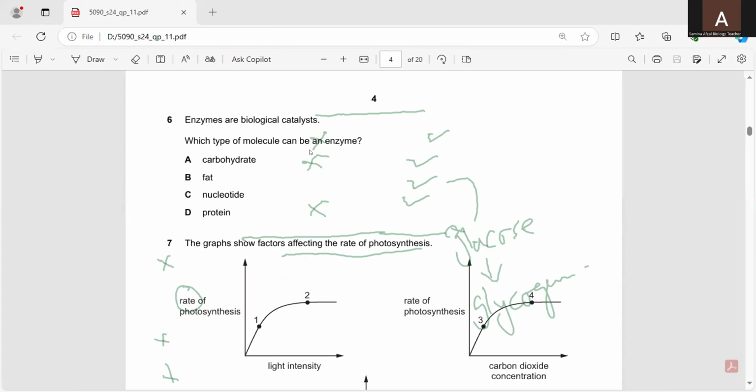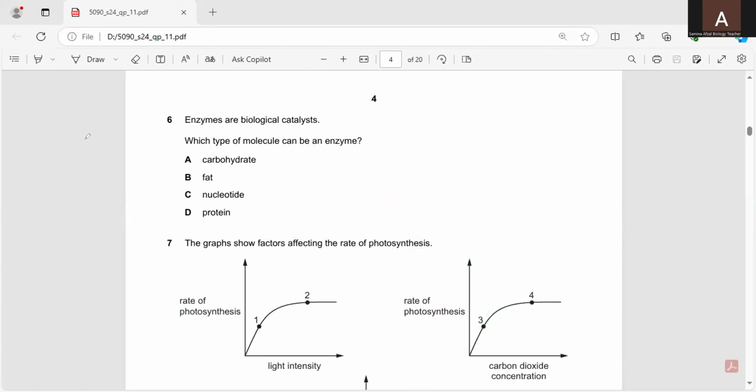Now I will move towards question number 6. You can see the question on screen. Enzymes are biological catalysts which speed up a chemical reaction. So which type of molecules can be an enzyme?